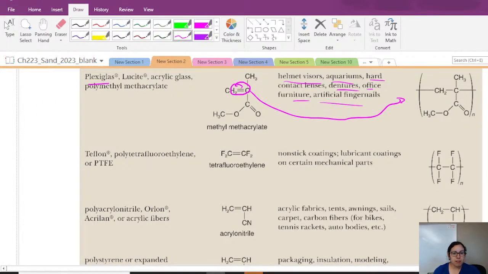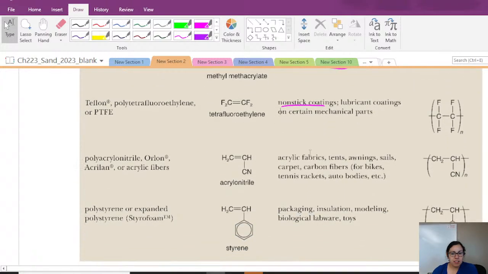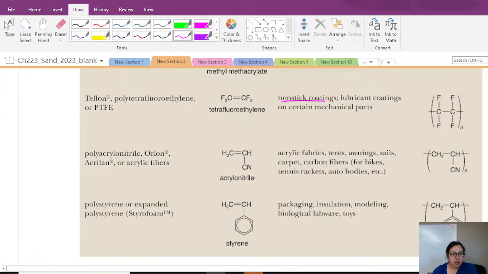And so there's Teflon. There's the monomer, tetrafluoroethylene, and again, we know that's in nonstick coatings, which I definitely recommend cast iron over at this point. I don't advocate any chemicals, definitely go cast iron, but that's what it's used for. And acrylonitrile, this is used in acrylic fibers, so different awnings, materials, carpet, carbon fibers.